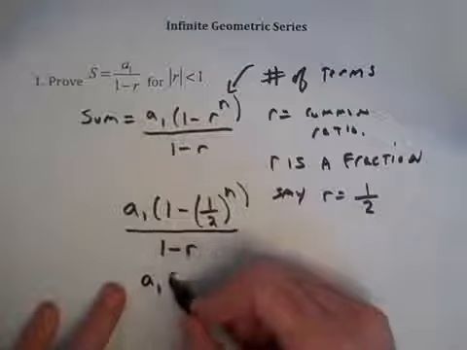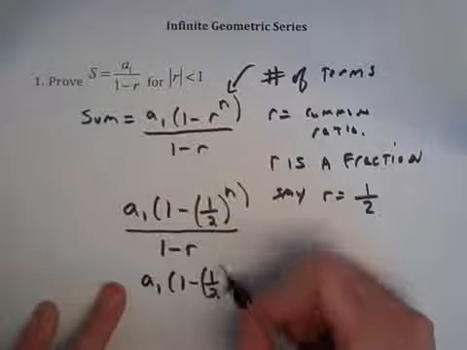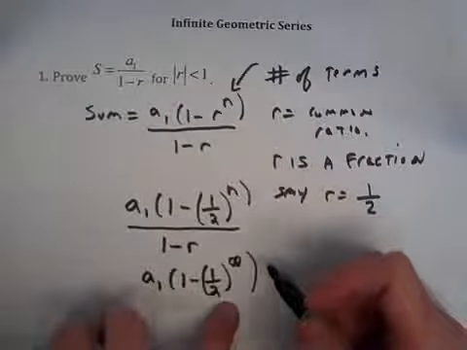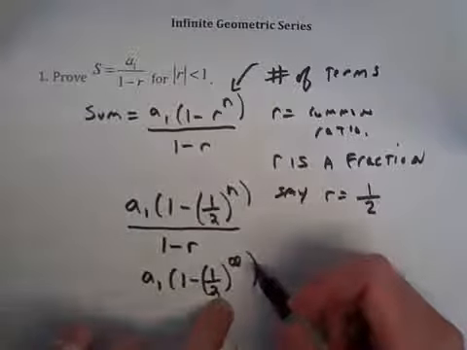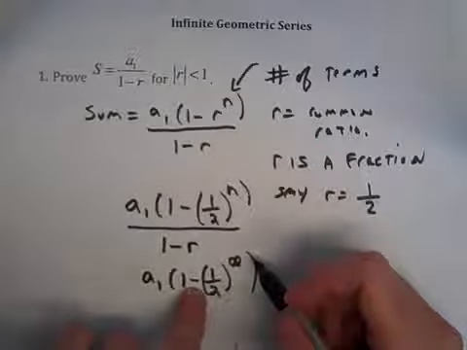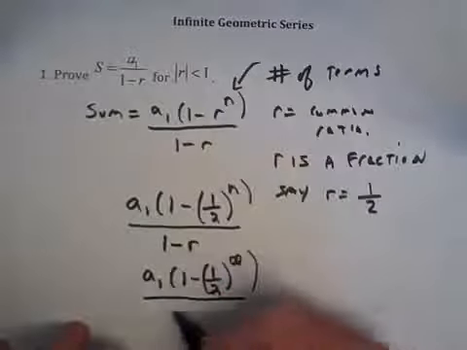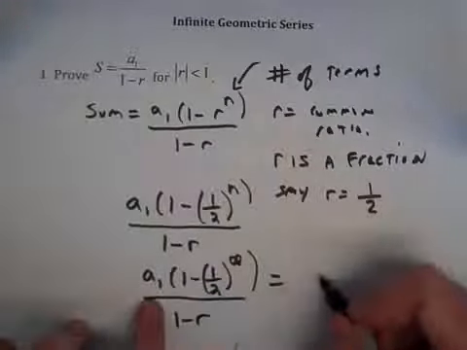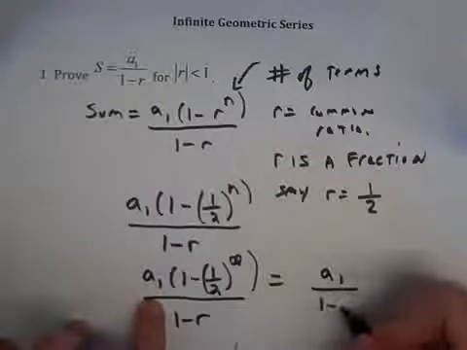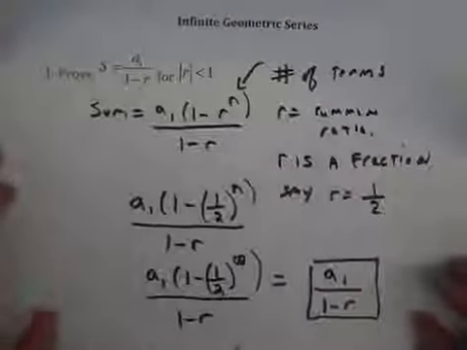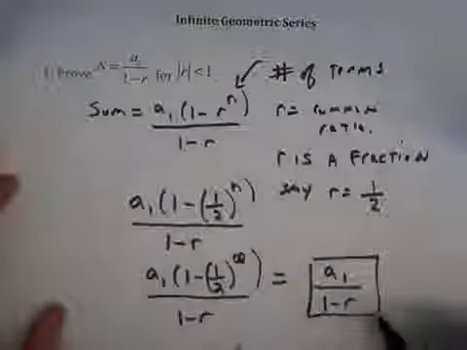well, 1/2 to the infinity is a really, really huge fraction that's really close to 0. So 1 minus a number that's really close to 0 is just 1 minus 0. So really this is equal to the first term over 1 minus r. And that's how we think about the sum of an infinite geometric series: the first term divided by 1 minus r.